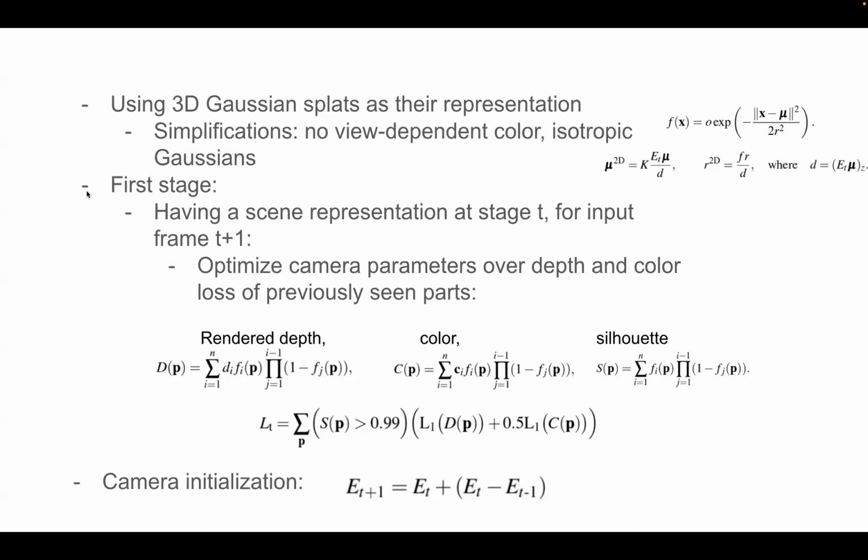I will go into details of each of these steps. The representation is a 3D Gaussian splat, but they don't use the original Gaussian splatting. They simplify it so it doesn't have view-dependent colors, and the Gaussians are isotropic. Here's the simplified version of the splatting process. f of x is just the opacity, which is now just an isotropic Gaussian PDF, and the splatting to the 2D mean and the radius is simplified to these equations.